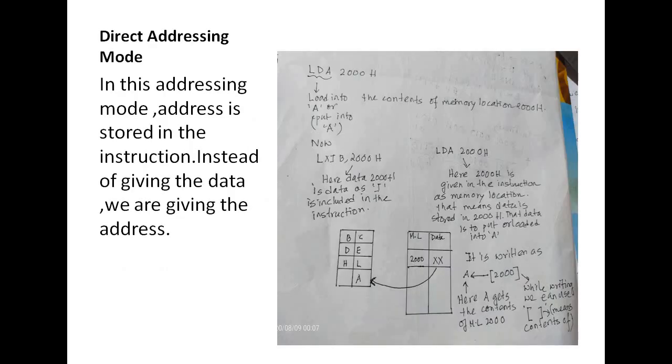Now let us go to the first one, direct addressing mode. So what is direct addressing mode? In this addressing mode, the address is stored in the instruction. Instead of giving the data, we are giving the address. Listen carefully. As we are proceeding, we are going into complex programming, so listen very carefully.